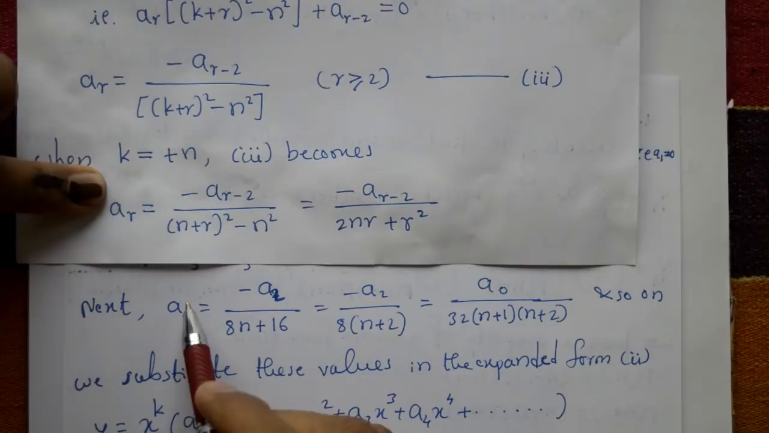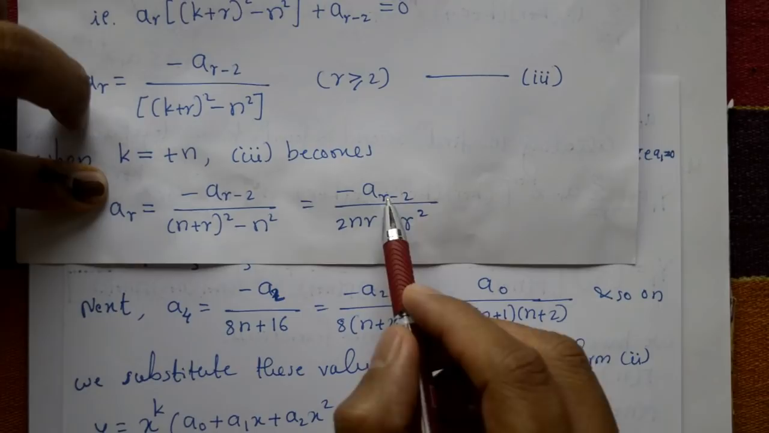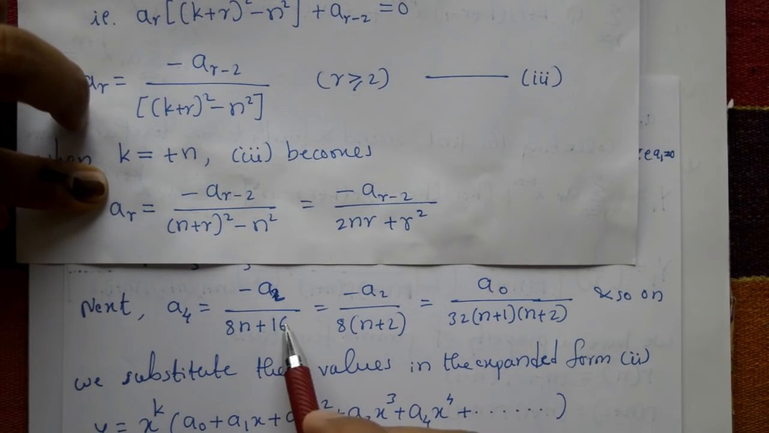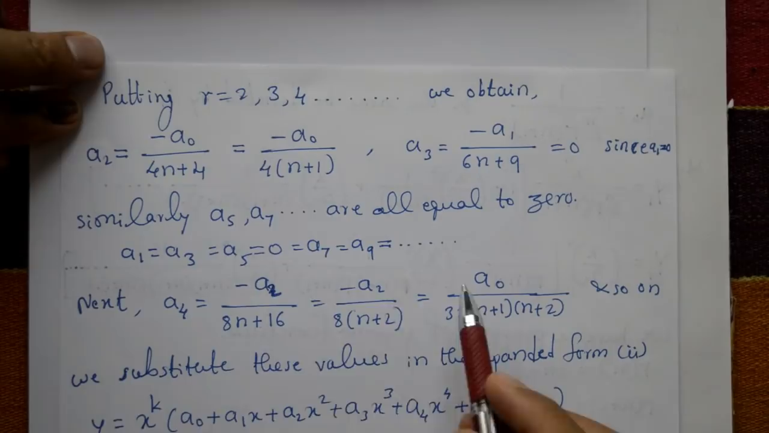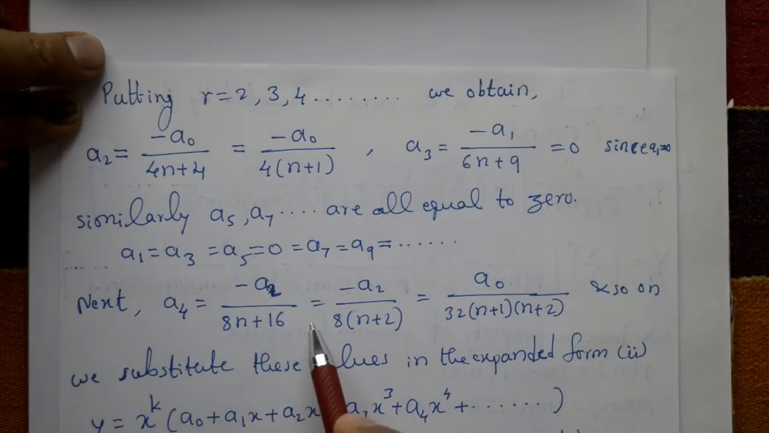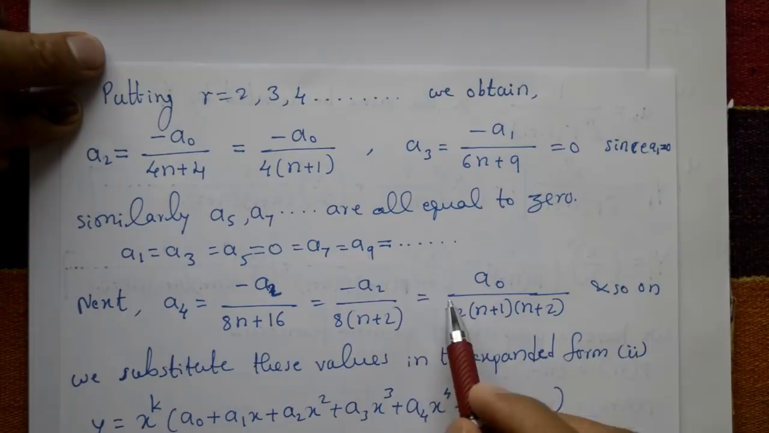Put r is equal to 4, a4 is minus a, 4 minus 2 is a2, divided by 4 into 2n, 8n, plus 4 square is 16, and you know the a2 value. Now substitute the a2 value. Minus minus is plus, a0 divided by 4 into n plus 1, 4 into n plus 1, then 8 is common, 8 into n plus 2, and 4 into n plus 1 is 32, so a4 is a0 divided by 32 into n plus 1 into n plus 2.